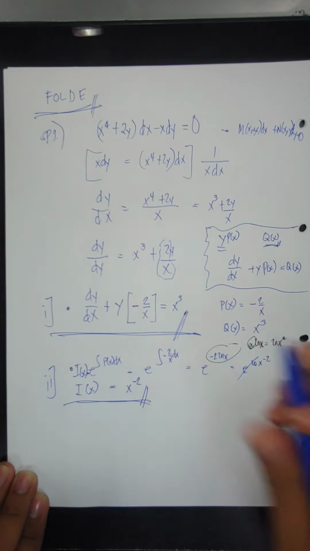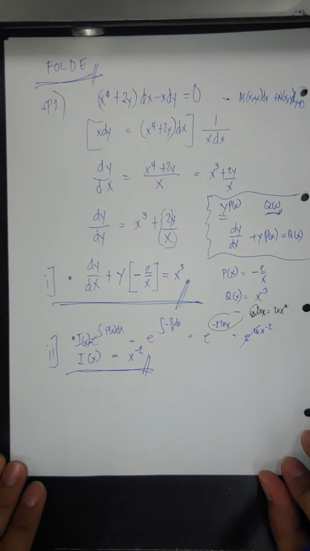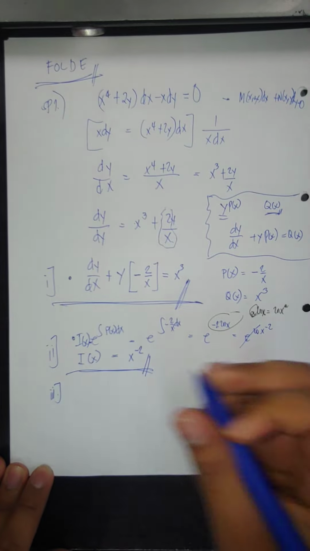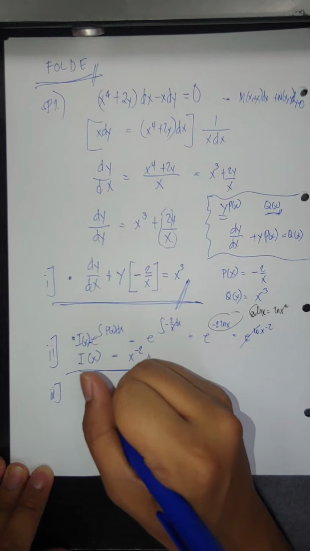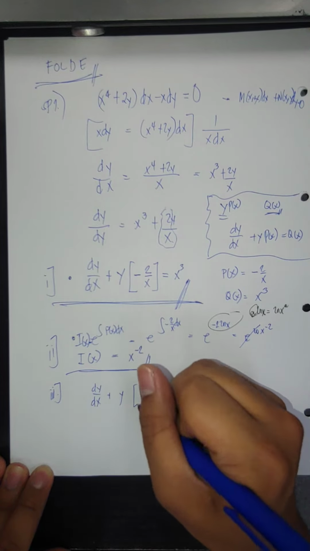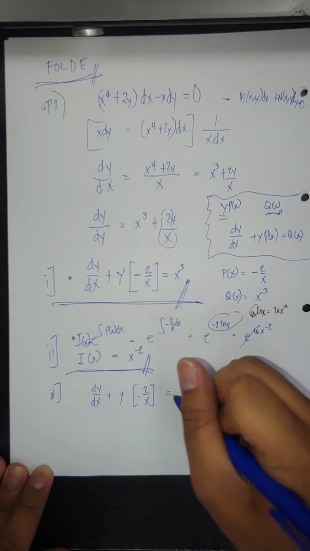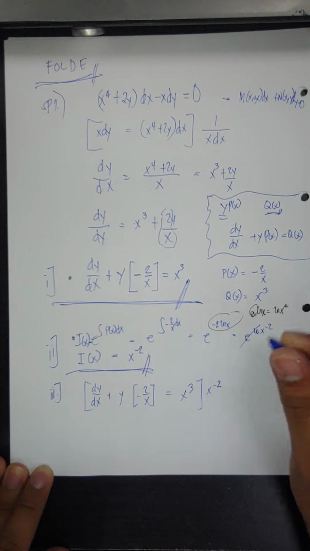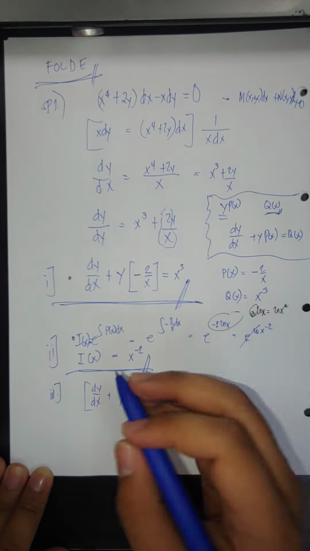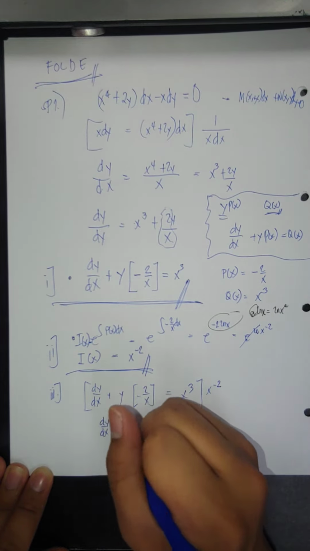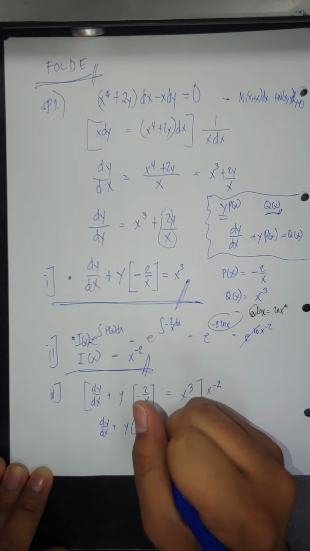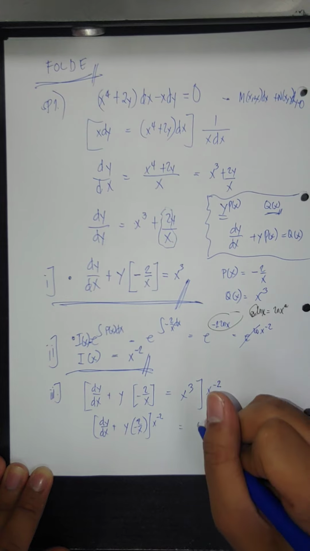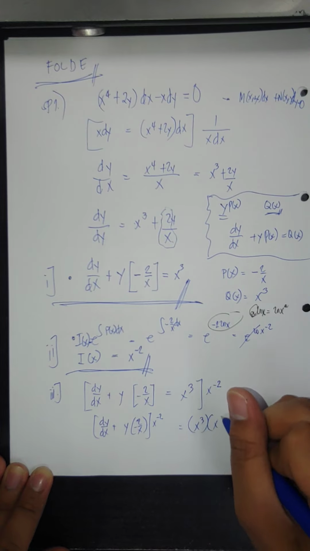The second step is the integrating factor. The next step is to multiply the integrating factor to the whole equation. So we have dy over dx plus y times negative 2 over x equal to x cubed, multiplied by the integrating factor x to the negative 2. Let me rewrite: dy over dx plus y times negative 2 over x times x to the negative 2 equals x cubed times x to the negative 2.